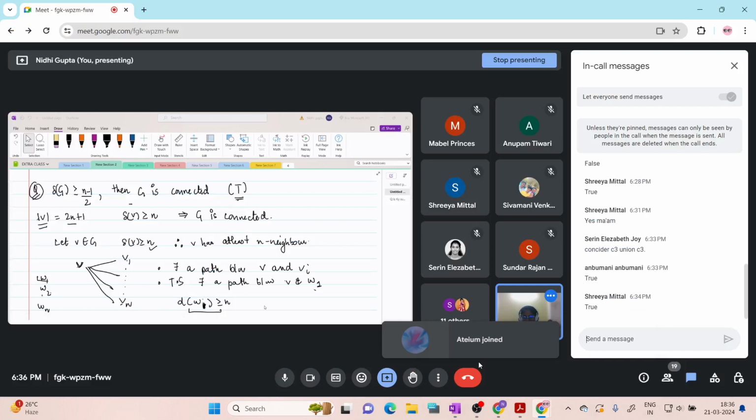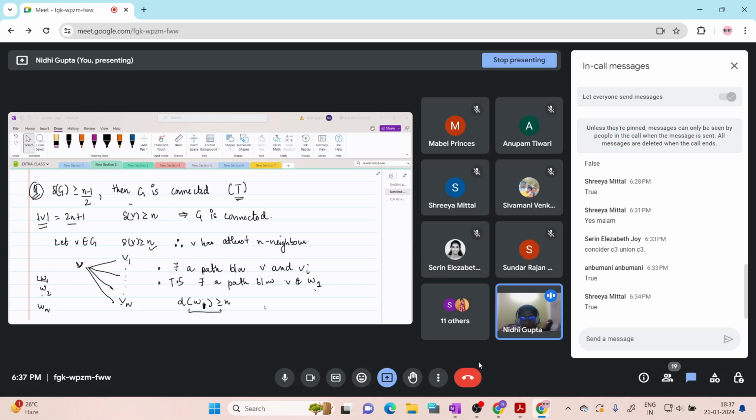So we are showing that if the minimum degree is greater than or equal to (n minus 1) by 2, then the graph is connected, and we are taking the case when the number of vertices is odd. So suppose there are 2n plus 1 vertices and the minimum degree is greater than or equal to n. Now we have to show that there exists a path between any two vertices, or equivalently we can show that from V there is a path to any vertex.